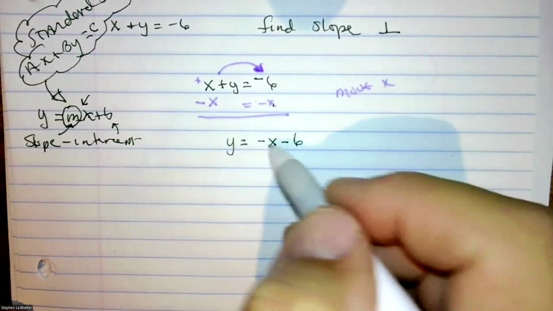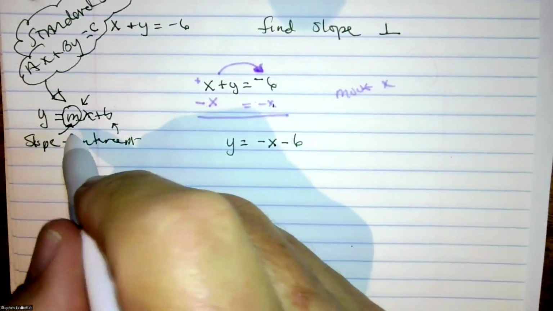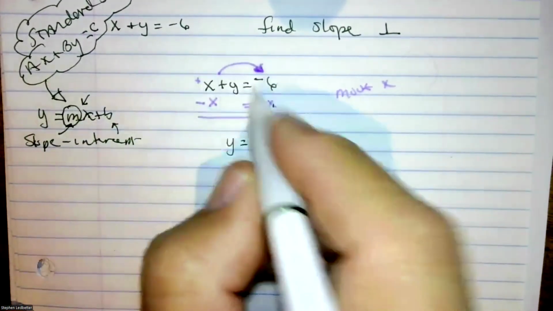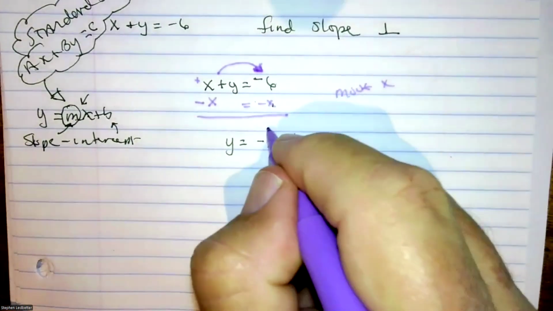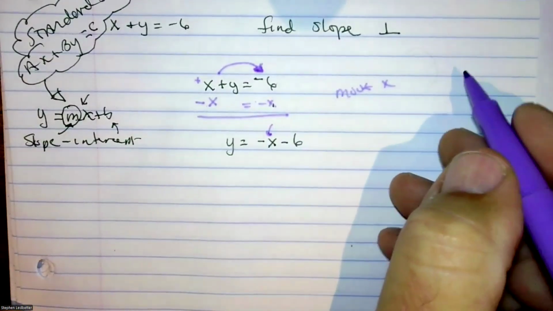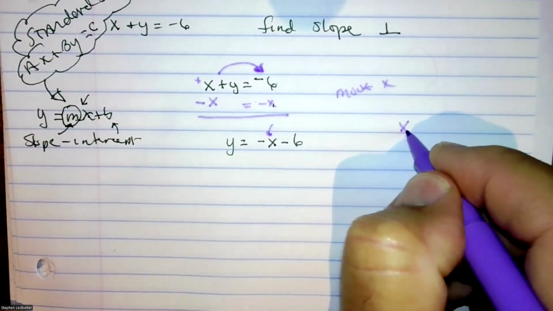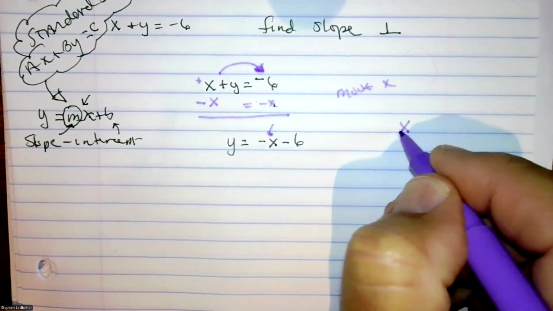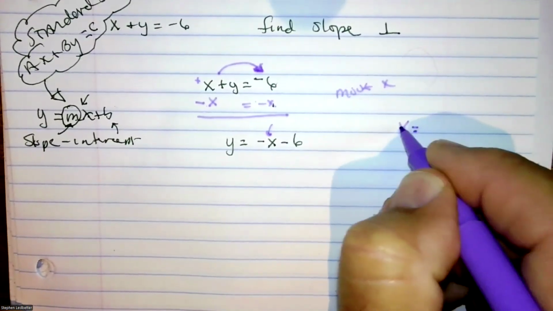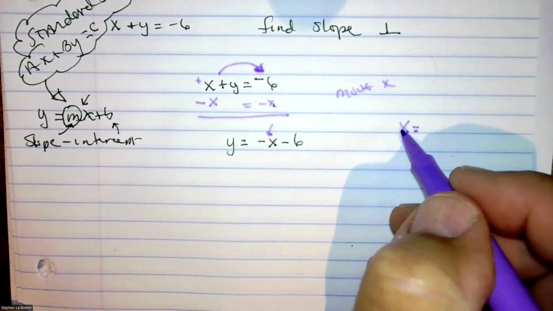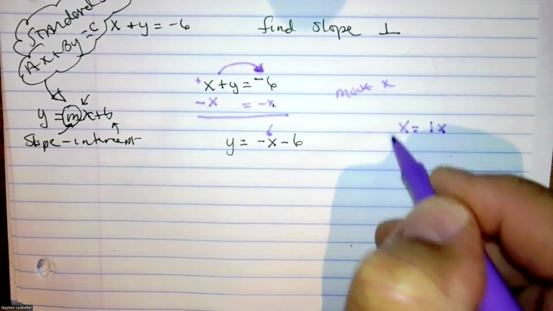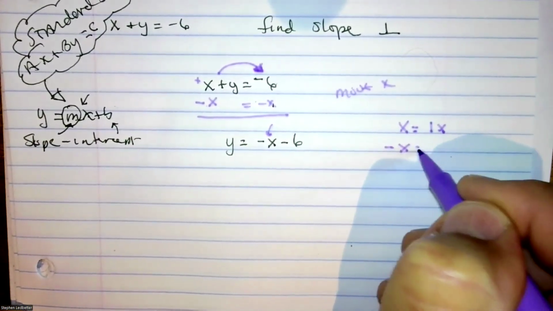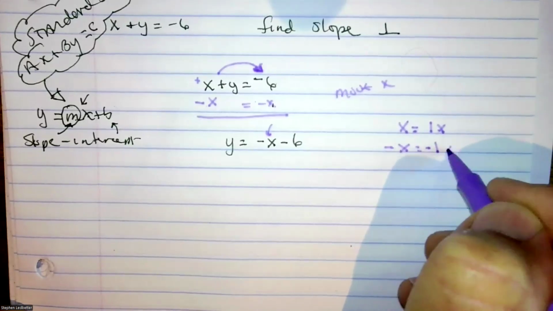Now, we have it in slope-intercept form. All we need to do is look at what the number is in front of x. And you might say, wait a minute, there is no number in front of this x. It's just a negative. But remember, every letter has a number in front of it. When we see the letter x, you have to ask yourself, how many x's do I see here? Well, I see one x. And if that x is a negative x, then technically I have a negative one x.